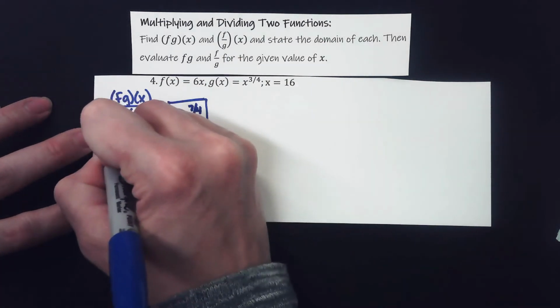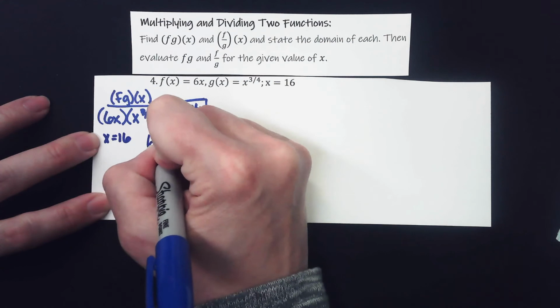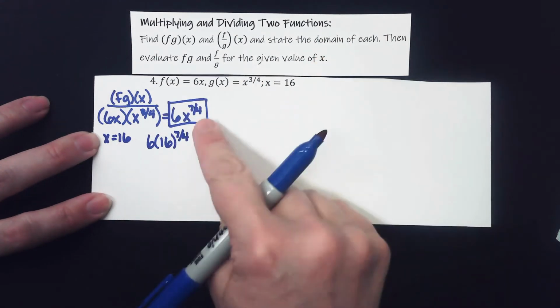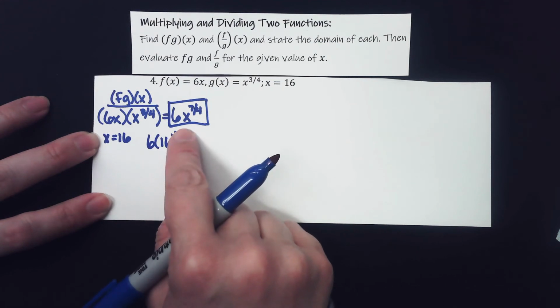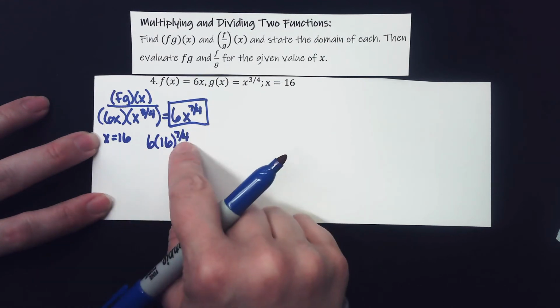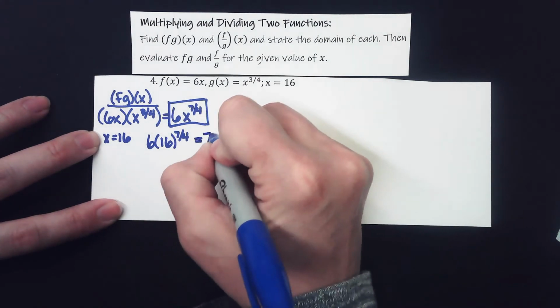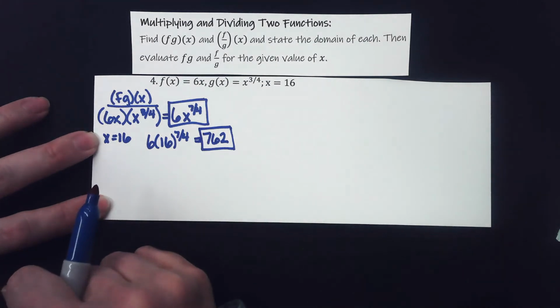Okay, I'm going to plug in 16 for x. So I get 6 times 16 to the 7/4. Okay, 4th root of 16 is 2, 2 to the 7th is 128, times 6 will be 768. And again, plug all that in your calculator if you can't do that in your head.